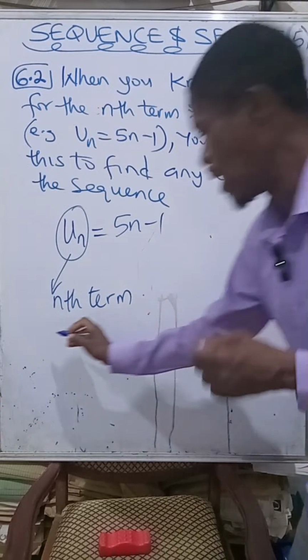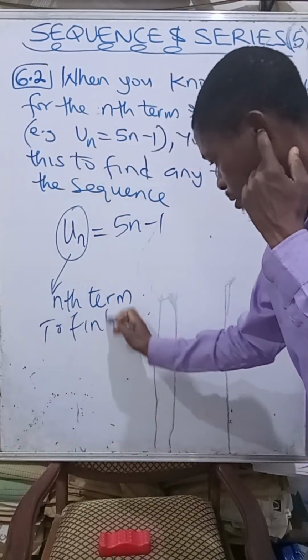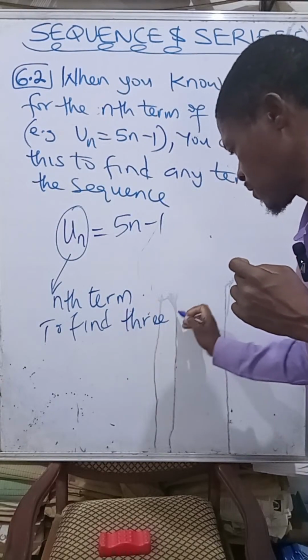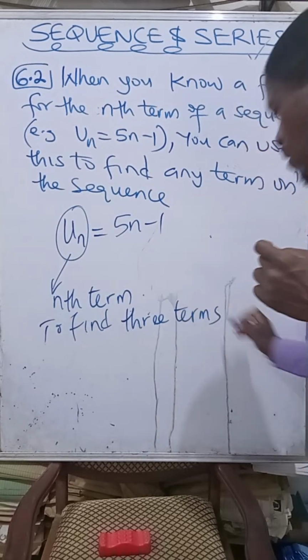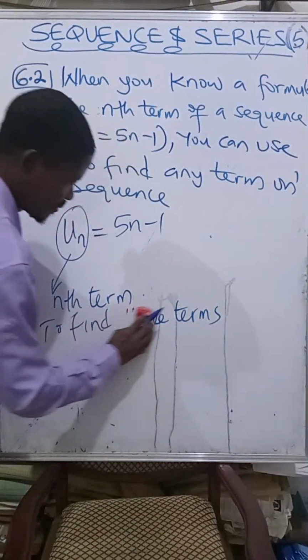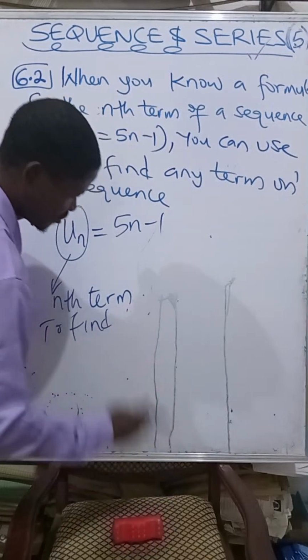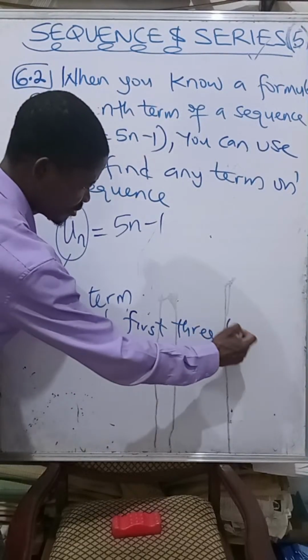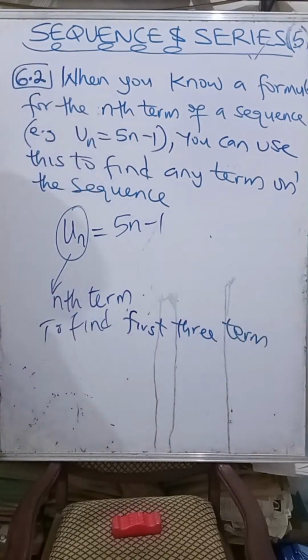You can be told to find what? To find the fourth term. Find the fourth term of the sequence. You might be told to do that. Find the first three terms of the sequence.